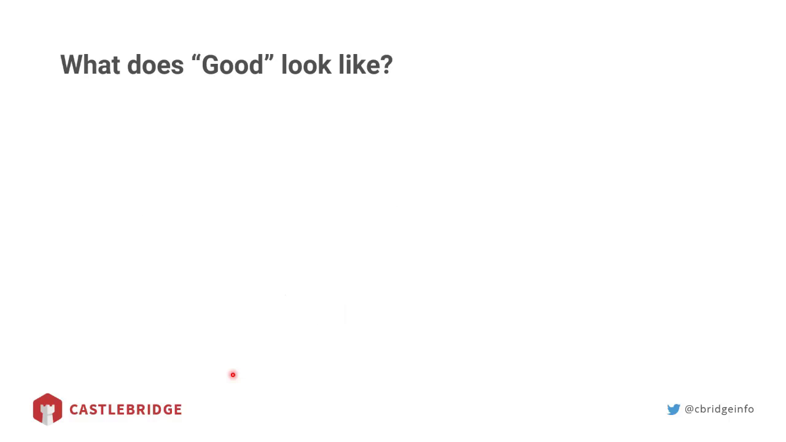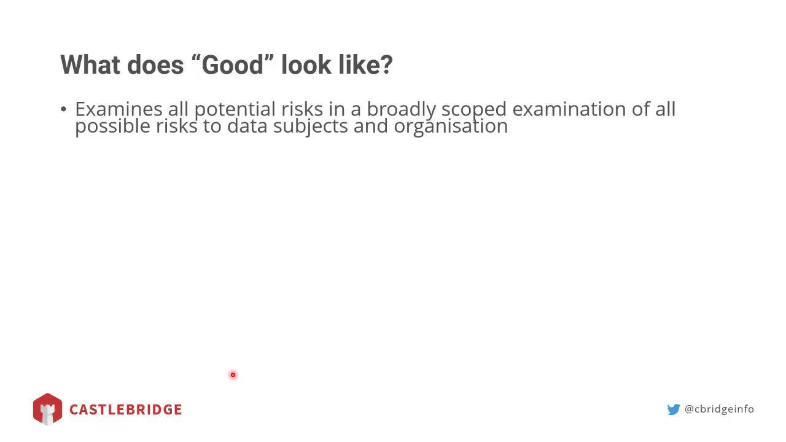In terms of what good looks like in a DPIA, you need to have looked at all the possible risks in a broadly scoped examination. And you need to be looking at all the risks to the data subjects and to the organization. And this is an important one, because having reviewed DPIAs for clients that they've done internally or have been done historically, one of the key problems is the scope of what the assessment is looking at is defined too narrowly. If the scope of the risks that are allowed to be spoken of and considered is curtailed, your DPIA is ineffective.